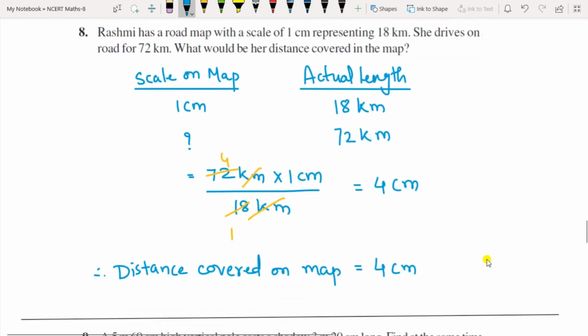Question 8 is, Rashmi has a road map with a scale of 1 centimeter representing 18 kilometer. She drives on a road of 72 kilometer. What would be her distance covered in the map? So, scale on the map and the actual length. For 1 centimeter it was 18 kilometer. So for 72 kilometer it will be how much on the map? So it will be 72 into 1 divided by 18. So that becomes 4 centimeter. So the distance covered on the map will be 4 centimeter.